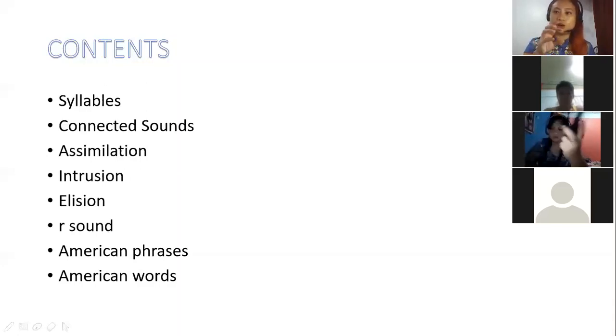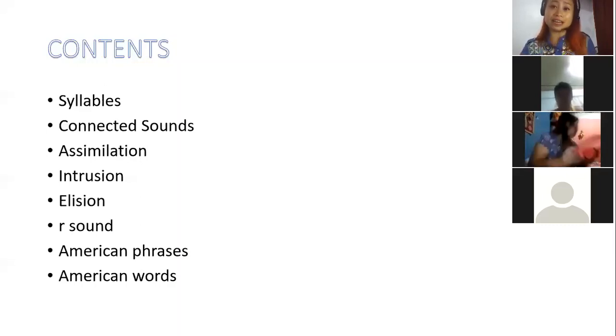Okay. So I want you to read these contents first. Let's start from Alejandro. Can you read all the contents for me? Contents, syllables, connected sound, assimilation, intrusion, elision, R sound, American phrases, American words. Okay, thank you. So when you speak, you have to add a little bit more of that confidence.